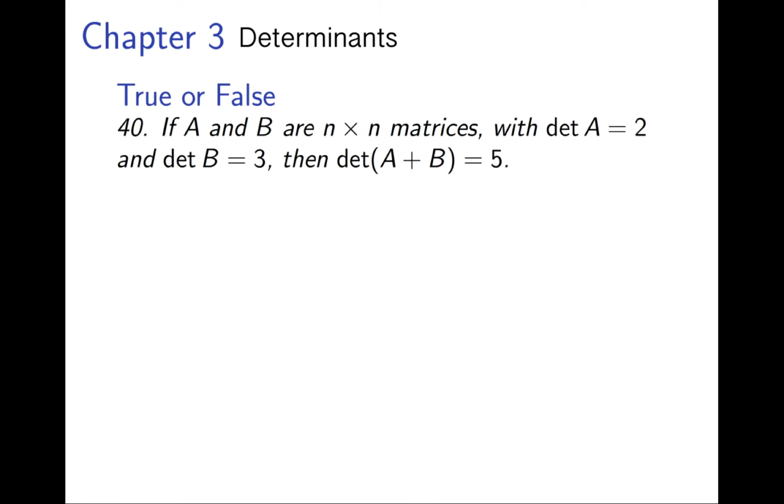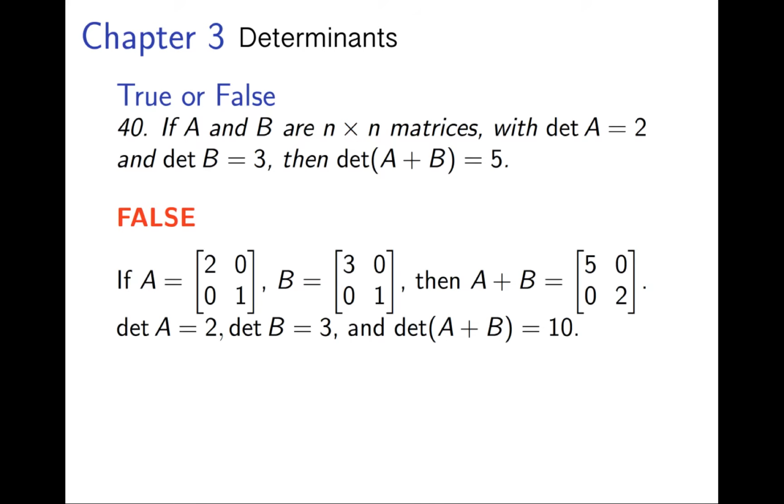Number 40. If A and B are n by n matrices with the determinant of A equal to 2 and the determinant of B equal to 3, then the determinant of A plus B is equal to 5. Again, maybe it's not immediately obvious from the definition of a determinant whether this is true or not. So the first thing you should do is try to write out an example to see, does it work in this one example that you tried? And if it works, then maybe try to prove it's true. But if it doesn't work, you're done. You know it's false. So of course this one is false.